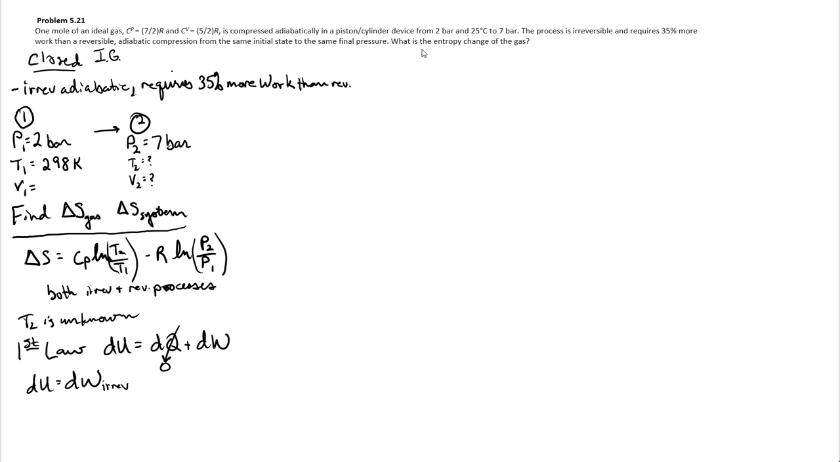But we can still integrate this. We integrate dU, we get delta U. We integrate dQ, we get Q; we integrate dW, we get W. This is irreversible, so delta U is equal to work for the irreversible process. So where's that going to get us? Well, what is delta U equal to? Delta U is equal to the integral of Cv dT, so that's equal to the integral from T1 to T2 of Cv dT.